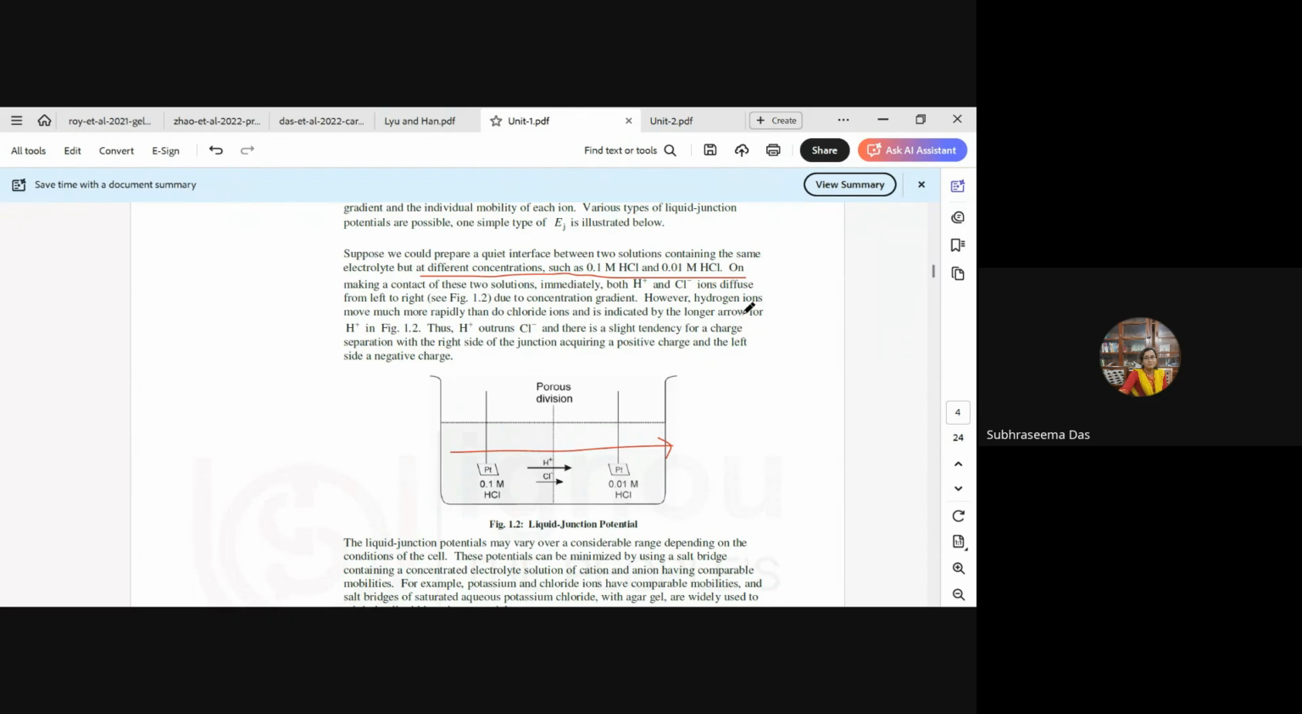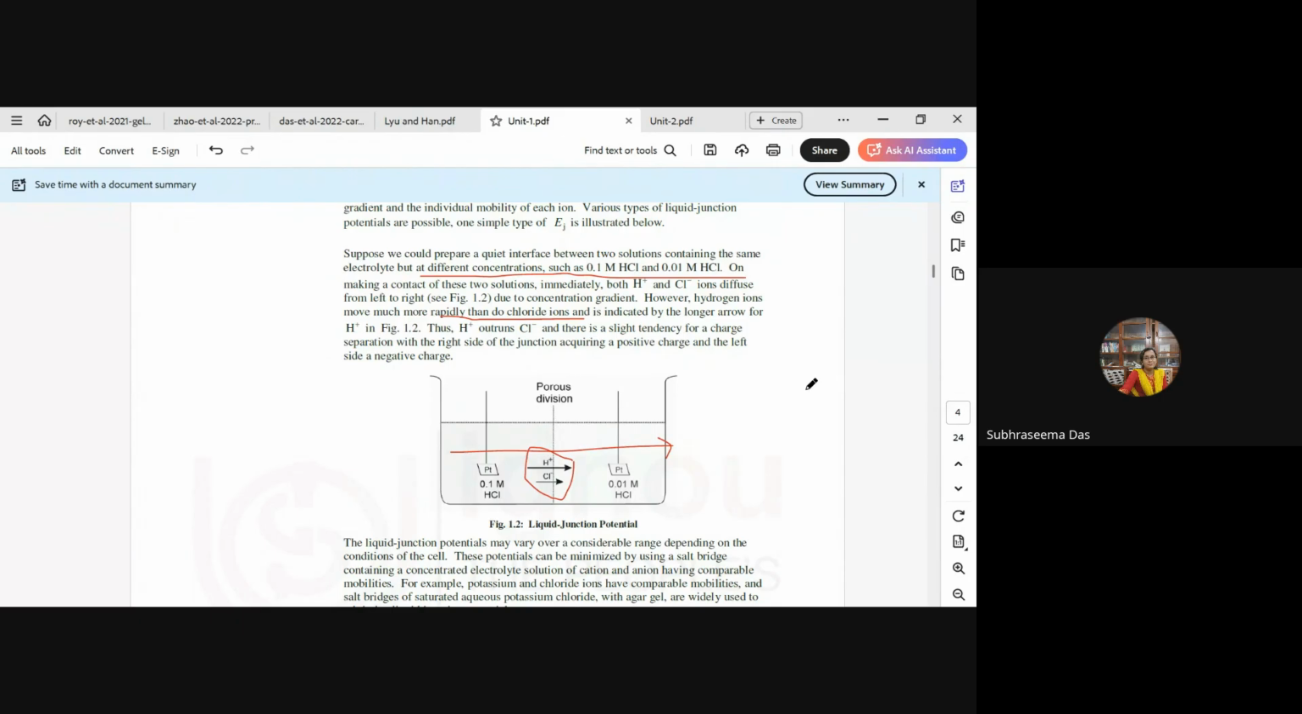But what happens here is the hydrogen ions diffuse very rapidly in comparison to chloride ions. Why is this? It is because of the size of the ions. Since hydrogen ions are much smaller in size, they move rapidly towards the 0.01 molar HCl side. The chloride ions move slowly. They also move, but the speed of the H+ ions is higher.